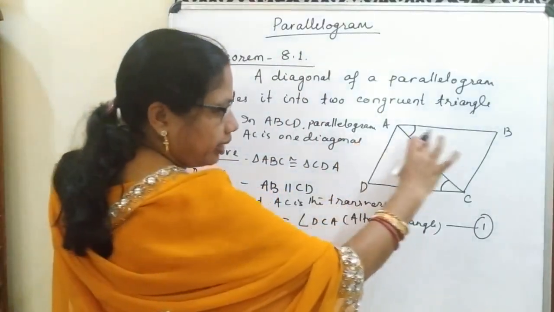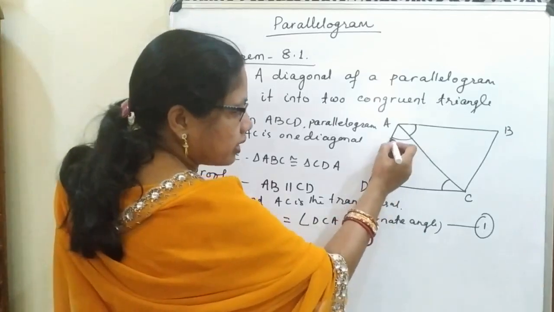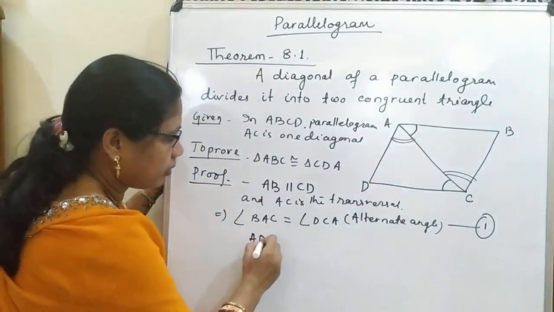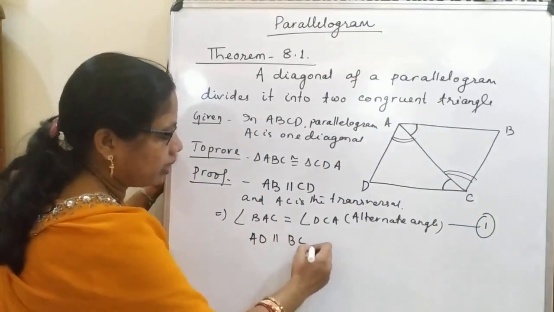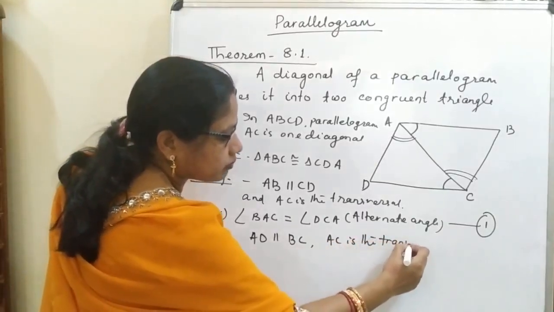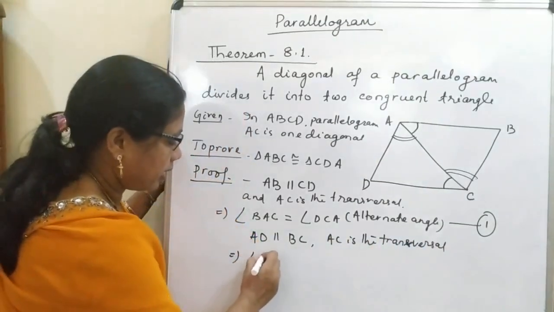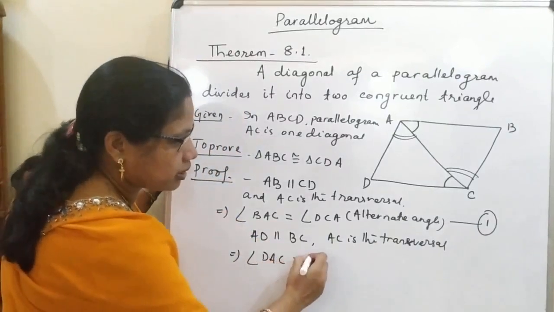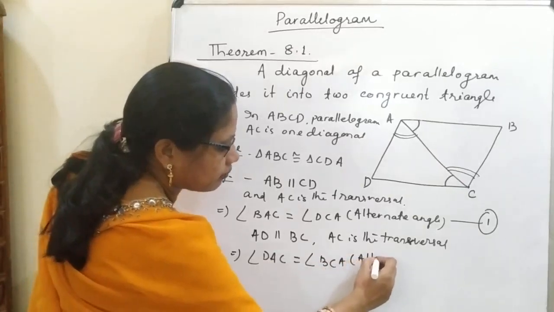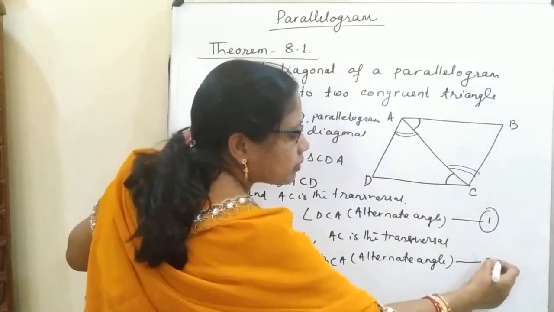Again AD parallel to BC and AC is the transversal. So these two angles are equal, alternate angles. So AD parallel to BC and AC is the transversal. So this implies angle DAC is equal to angle BCA, alternate angles. So this is our equation 2.